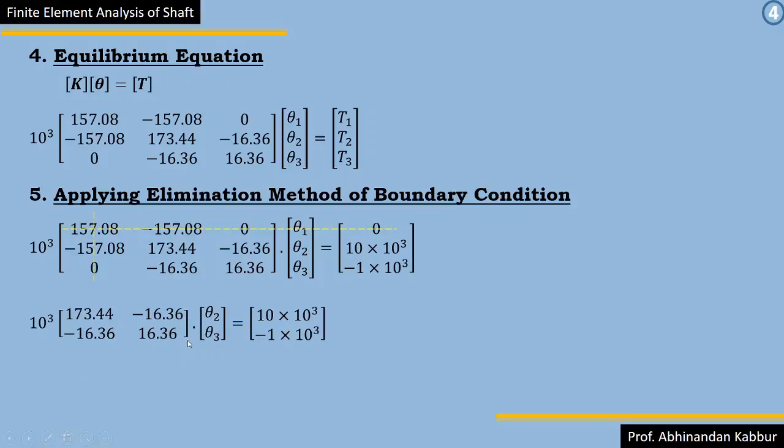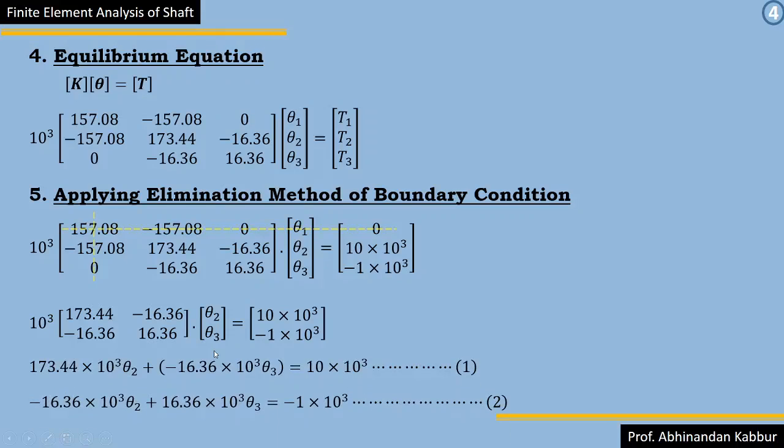This is the reduced matrix. Now once I get the reduced matrix, I need to open this matrix, or do the matrix multiplication here to get the 2 equations, because I have 2 unknowns, theta 2 and theta 3. When I solve those 2 equations, I am going to get theta 2 and theta 3. I'll tell you how I get the first equation. It is 173.44 into 10 to the power of 3 into theta 2 plus minus 16.36 into 10 to the power of 3 into theta 3 is equal to 10 into 10 to the power of 3. So that is my first equation.